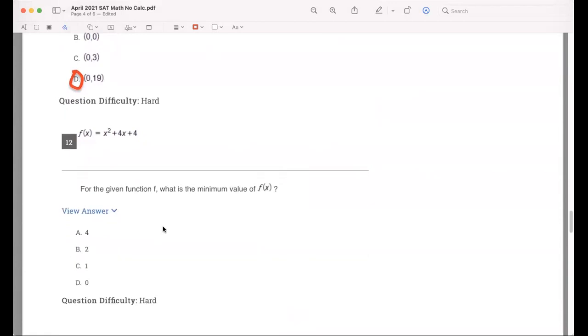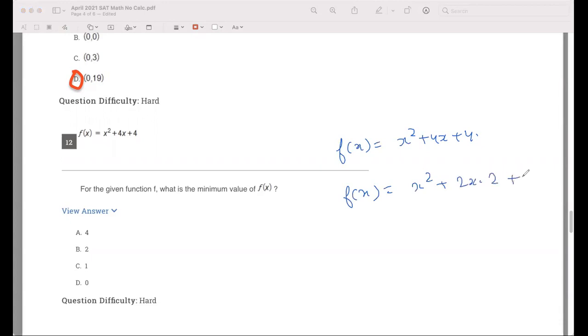f(x) is equal to x squared plus 4x plus 4. For the given function, what is the minimum value of f(x)? Okay, so for the minimum value, let me convert this quadratic into the vertex form. So I'll complete the square. So x squared plus 4x, I will write as x squared plus 2 times x times 2 plus 2 squared. In fact, this is already given in that form, right? So I can write this as (x plus 2) the whole squared.